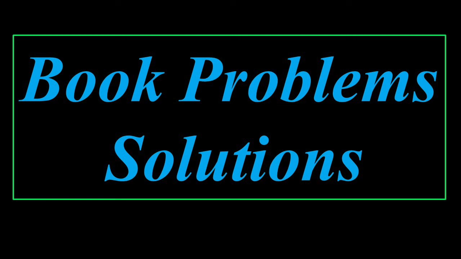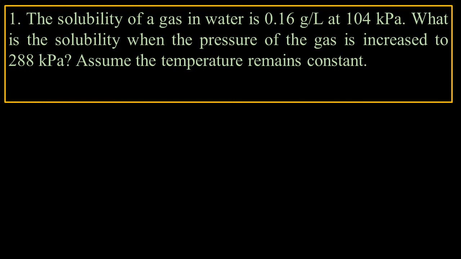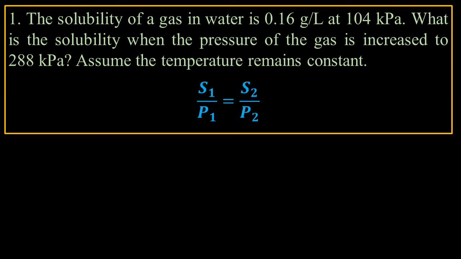Okay, it is the book problems for the chapter on solutions. Let's get started right away. First question. The solubility of a gas in water is 6.16 grams per liter at 104 kilopascals. What is the solubility when the pressure of the gas is increased to 288 kilopascals?